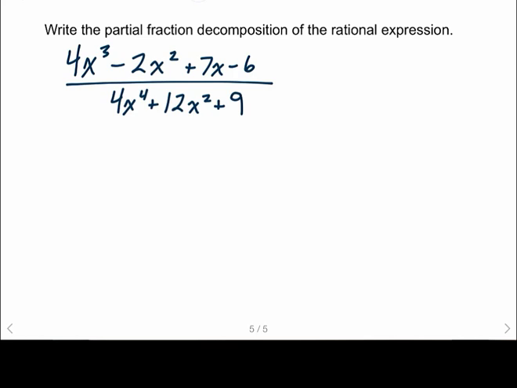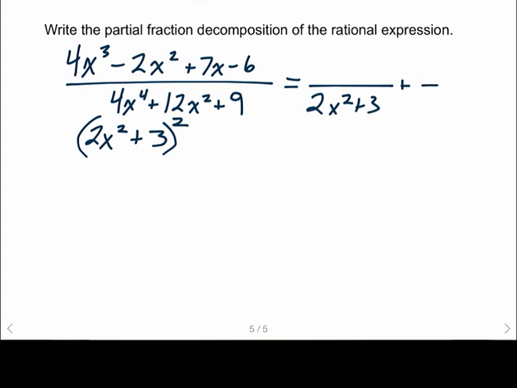Last example, same instructions. Our fraction is 4x cubed minus 2x squared plus 7x minus 6 divided by 4x to the 4th plus 12x squared plus 9. Notice the denominator factors into 2x squared plus 3, the quantity squared. As a repeated factor, we should write down one denominator as 2x squared plus 3, and the other denominator as 2x squared plus 3, the quantity squared, right? Because that's what we do with repeated factors.